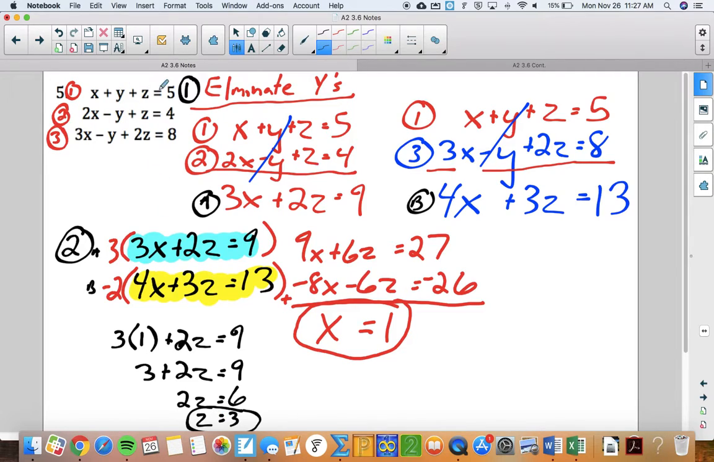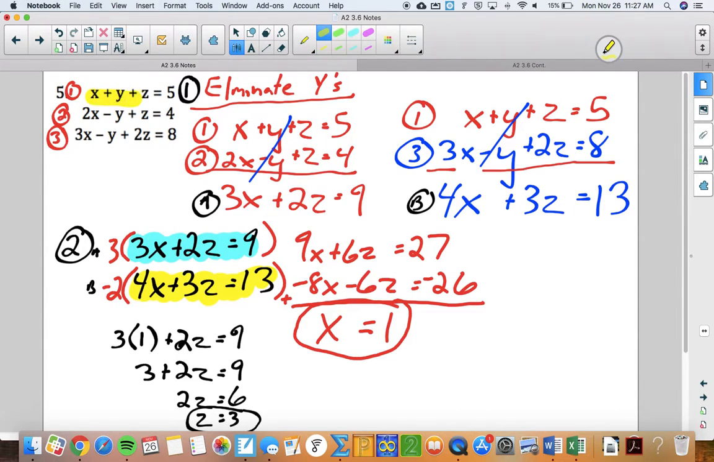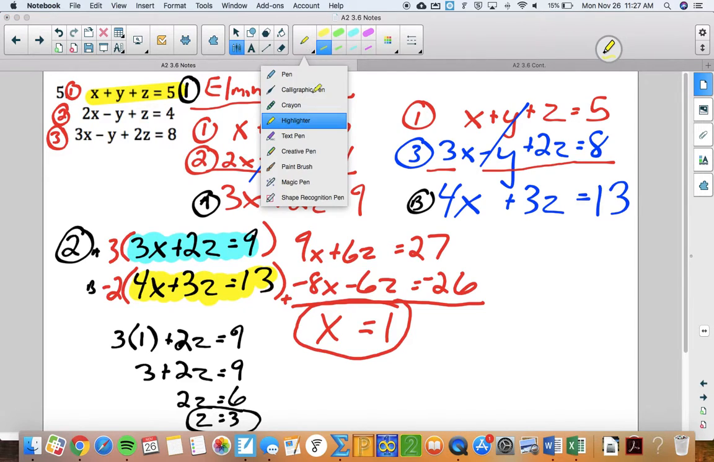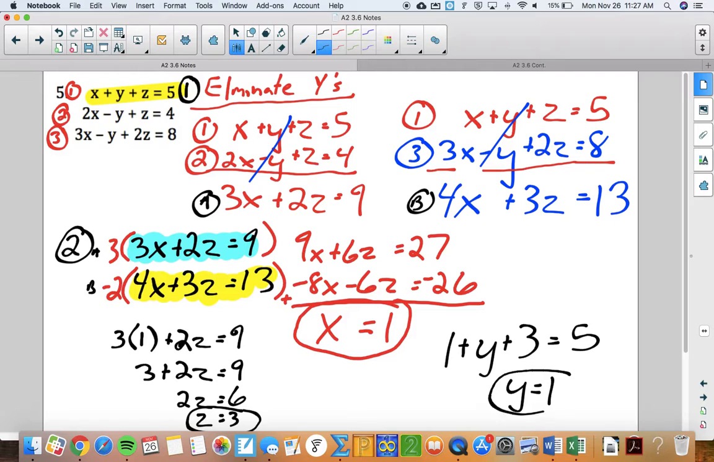Now I got to figure out y. So I need to look for an equation that at least has a y in it. And so I could use any of these equations that we started with because I know what x and z are, and this looks like the easiest one to do. So I'm going to use that equation now to figure out what y has to be. So let's see. x plus y plus z is 5. So 1 plus y plus z is 5. So that means that y has to equal 1.